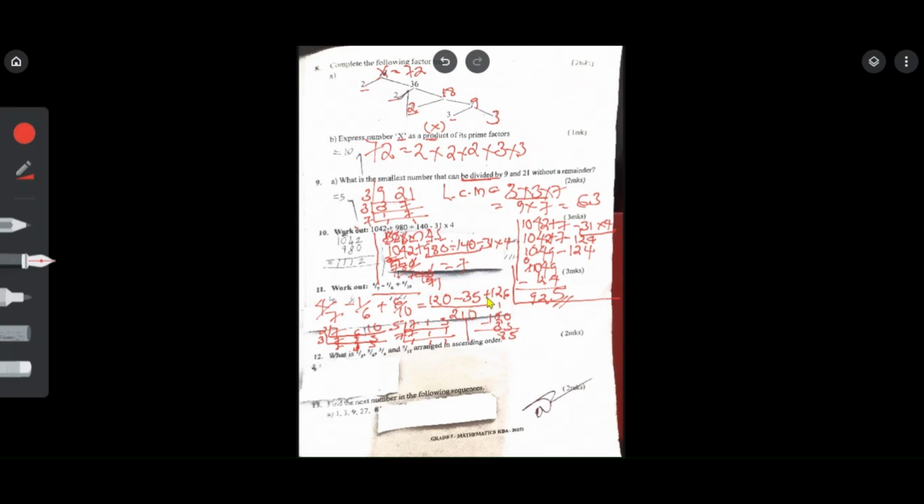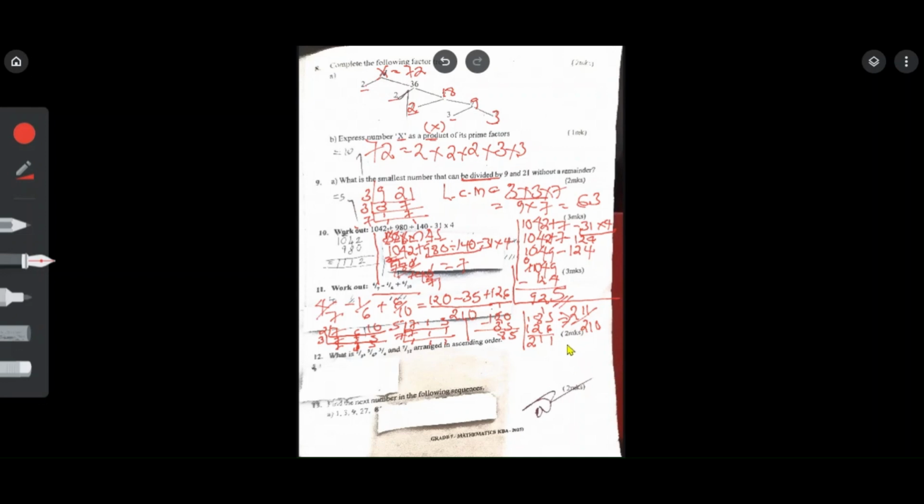85 is the one that I'm adding to 126. So 5 plus 6 is 11, carry 1. 9 plus 2 is 11, carry 1. Then you have 2. So my final answer is 211 all over 210. The numerator is 211. The denominator, remember, is 210.